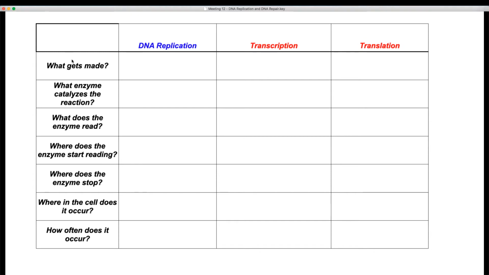So I have a series of questions that hopefully you have been asking yourself with regards to each one of these pathways that we've learned so far, transcription and translation. And now that we're at DNA replication, you're going to ask these same questions again, but now with regards to making a new double-stranded molecule of DNA.